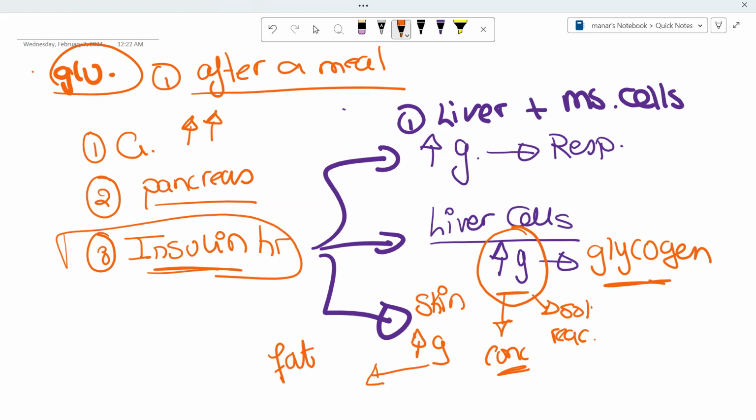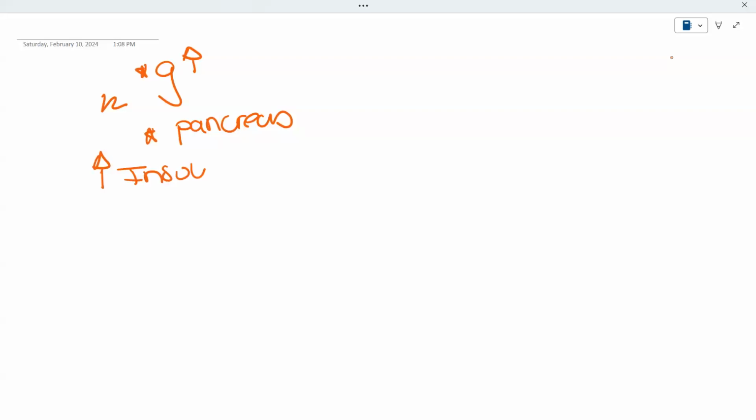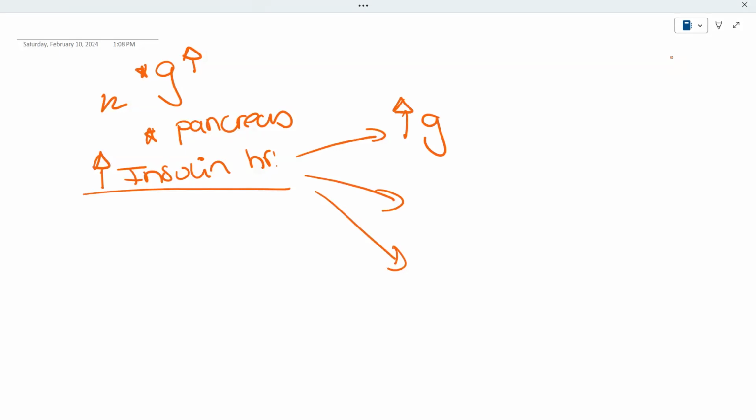So again, when you are asked this very common question, after a meal, what happens? The glucose levels will rise. You have too much glucose in the blood. This is not accepted. The increase in the glucose levels will be detected by the pancreas. The pancreas will respond by producing the insulin hormone, which is responsible for lowering the glucose levels. The insulin is going to take this action following three steps. Step number one, it will increase the glucose uptake by the body cells, by the liver and the muscle cells, and tell them, please take this excess glucose and burn it in respiration.